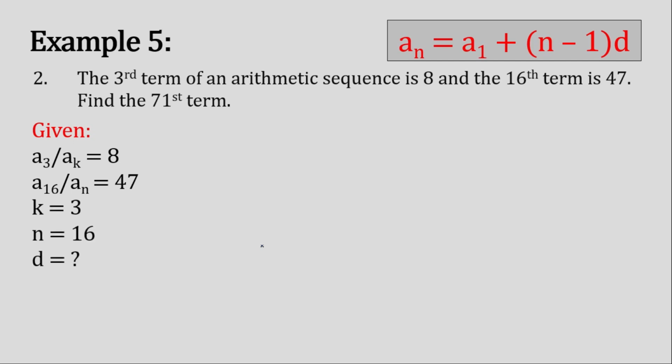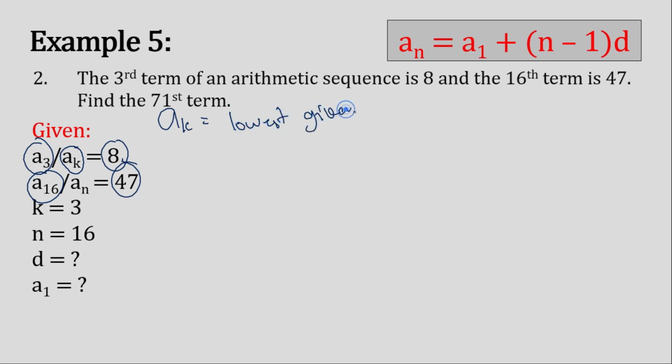Okay. Now I will explain the formula. A sub 3 is 8. That is our third term. A sub 16, or the 16th term, is 47. Now I assign a sub 3 to be the a sub k, meaning the lowest given term. So this is the lowest given term. Then a sub n is the last term available.